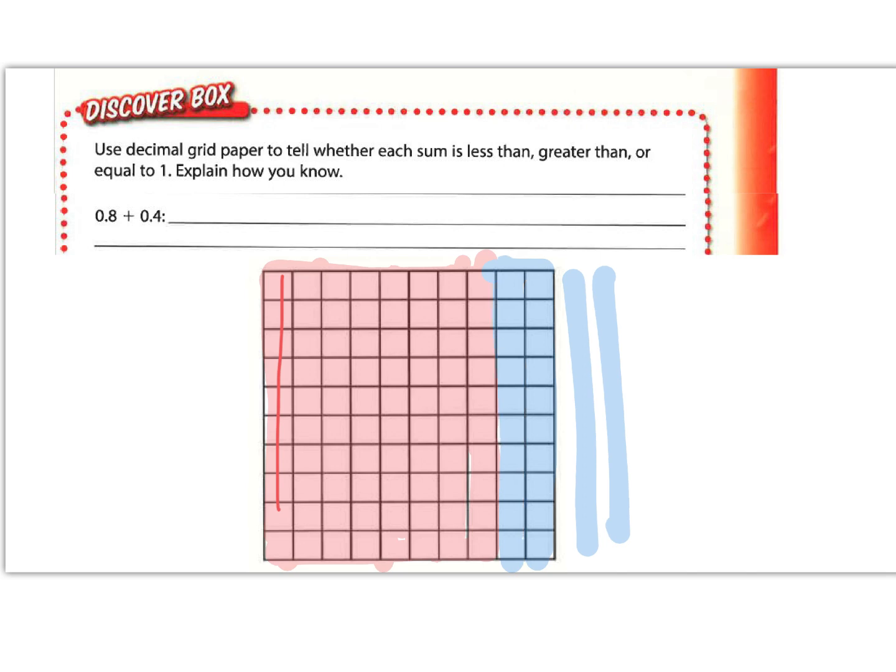So is this less than, greater than, or equal to 1? Well, we know it is greater than because we need 2 more tenths. So we would say greater because, B/C is abbreviation for because, we need 2 more tenths. We don't have enough. These 2 are outside. It's more than 1.